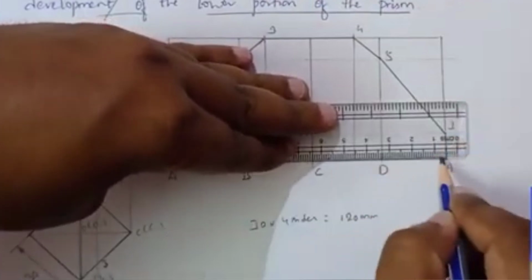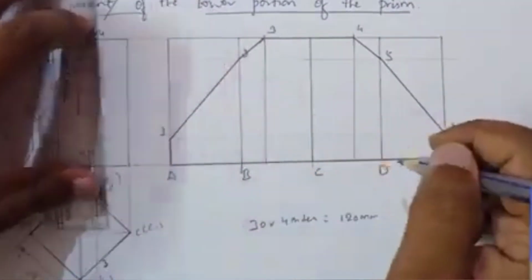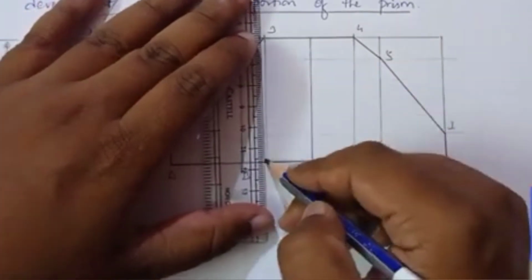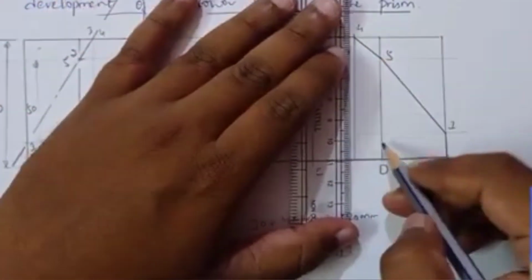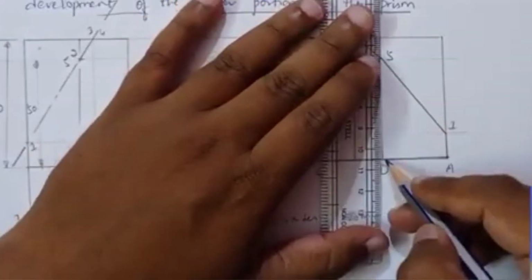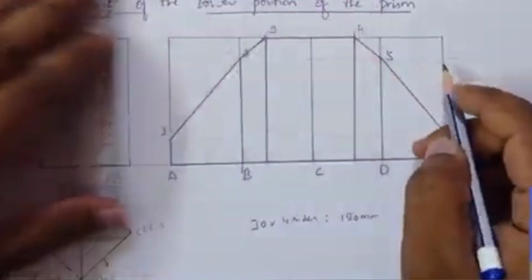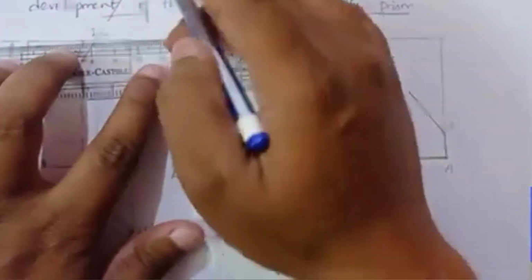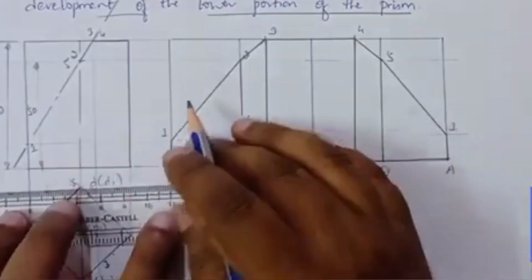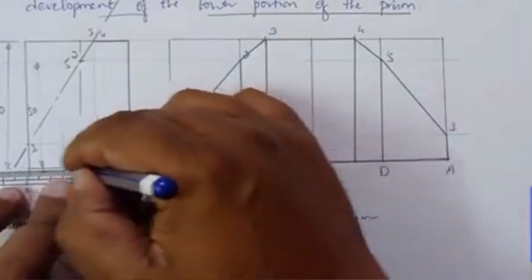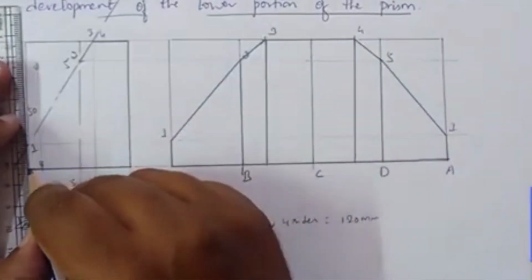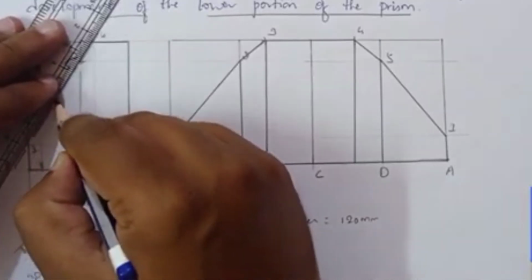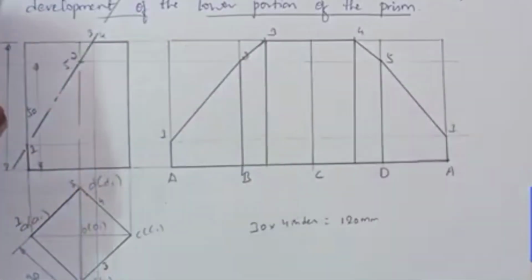So that is the development of the lower portion of the prism, the cut portion. I'll be darkening these vertical edges here. Here also this cut portion, so in the front view also I'm going to darken it. That is the retained portion, and this is the lower portion of the prism. So that's why we are darkening it. So that completes the development of the square prism.